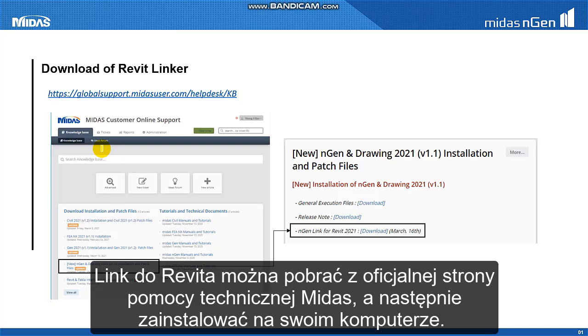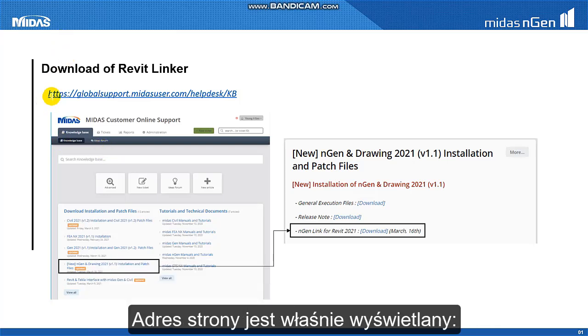nGen link for Revit can be downloaded and installed on the Midas Global Support website. The address is as follows, and please refer to the following for the locations on the map.